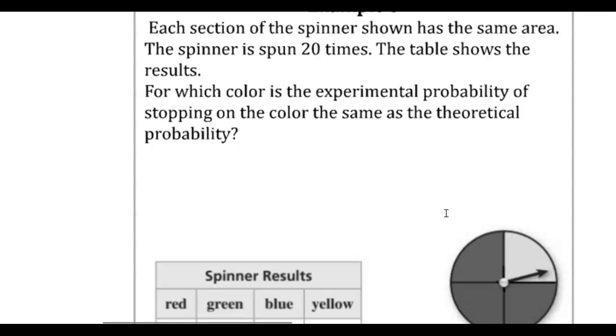It says each section of the spinner shown has the same area. So that's telling us they're split into 4 equal sections. The spinner is spun 20 times. The table shows the results.